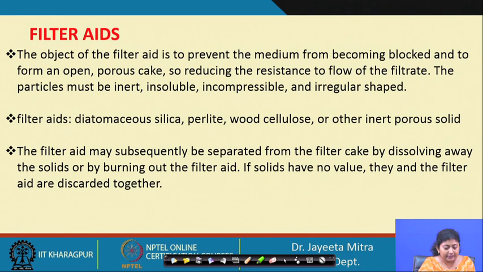Filter aids, for example, diatomaceous silica, perlite, wood cellulose, or other inert porous solids are used as filter aids, and the filter aid may subsequently be separated from the filter cake by dissolving away the solid or by burning out the filter aid. If solids have no value, they and the filter aid are discharged together. So, because filter aids are getting mixed up with the solids or the deposition, both are discarded if the solid cake is not required.